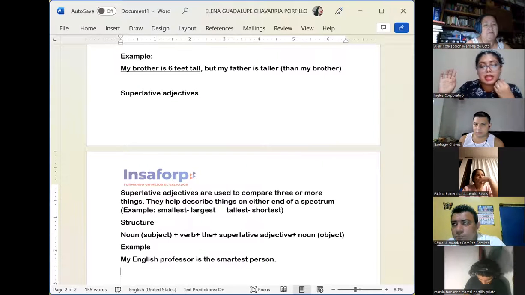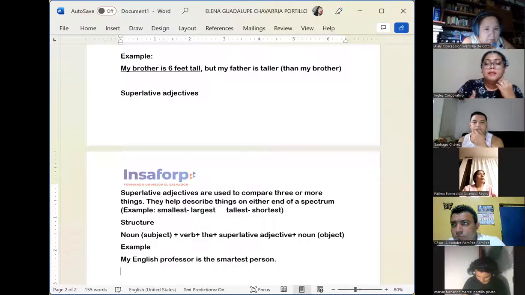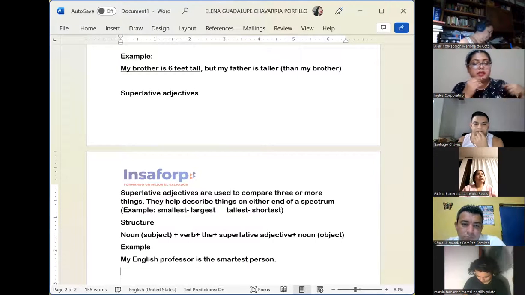Tuvimos un examen en clases y yo saqué la mayor puntuación. Fui la número uno con la puntuación más alta. ¿De qué les estaba hablando yo? Del examen. So in that case, I'm not going to repeat the information because I was saying that information first and then I add the other thing. So in that case, we are going to have a second example.